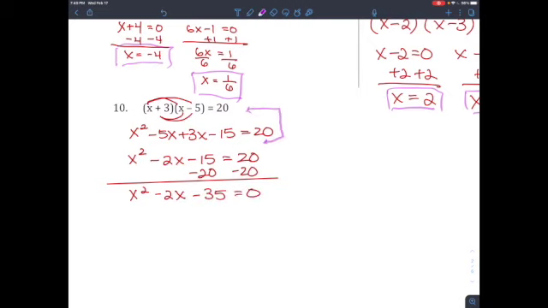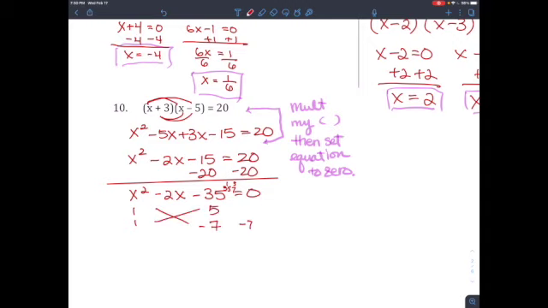Multiply them out first, and then move the 0. Multiply my parentheses, then set the equation to 0. Here I'm going to factor. That's going to be 1 and 1, and this is going to be 1 and 35, 5 and 7. 2, 3 doesn't work. 5 and 7, you can see, is negative 2. The 7 has to be negative. The 5 has to be positive.